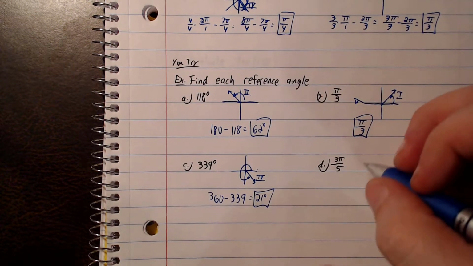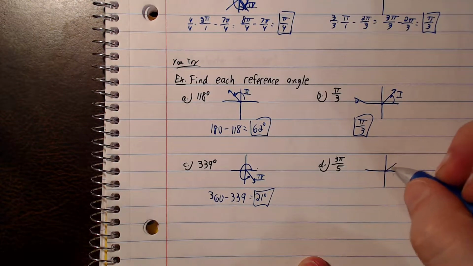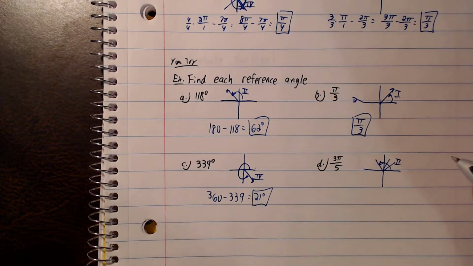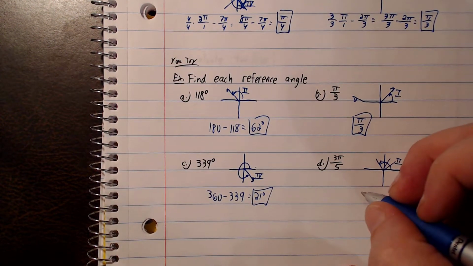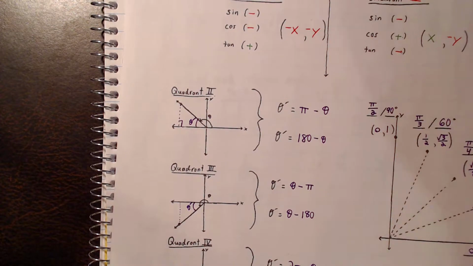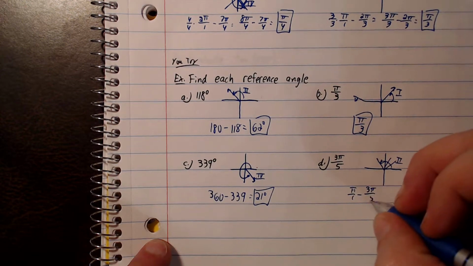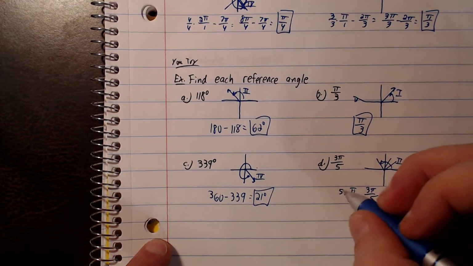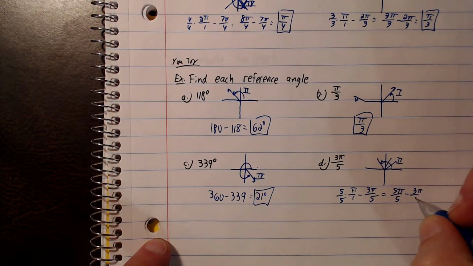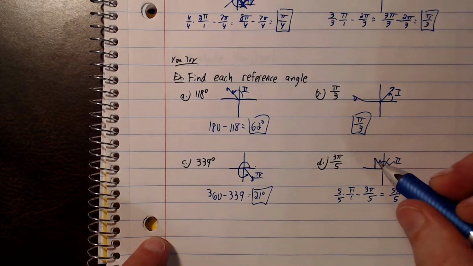And our last one, 3 pi over 5. Let's see, 3 pi over 5. 1 pi, 2 pi, 3 pi. We're over here in quadrant 2. So let's see. Quadrant 2 tells us pi minus theta. Pi, I'm going to put it over 1, minus 3 pi over 5. We need those denominators to match. So let's see, 5 pi over 5 minus 3 pi over 5 leaves us with 2 pi over 5. That's our reference angle right here.